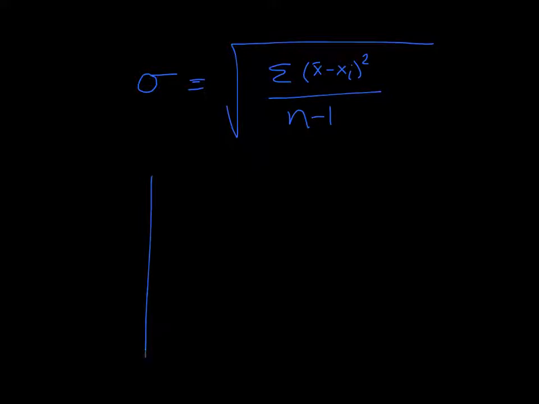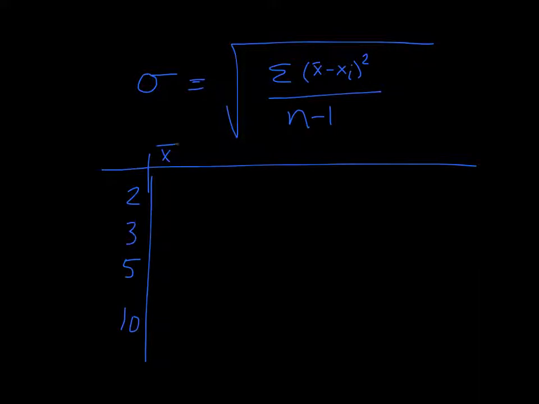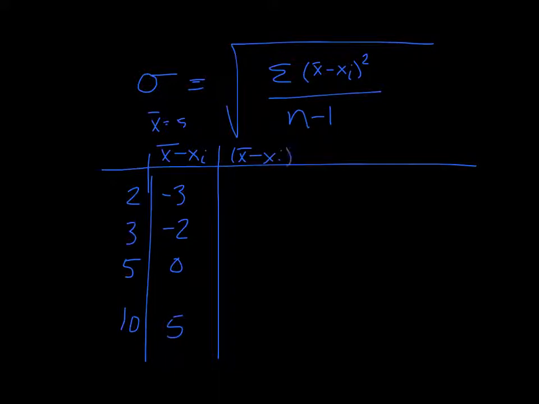Let me make more sense out of that. What were our numbers? We had 2, 3, 5, and 10. Then we're going to figure out what is the average minus the data value. It was -3, -2, 0, and 5, because our average is 5. Now remember, if we add those up and divide by how many there are, we're going to get 0 every time. So to take care of that, we're going to take our last answer and square it, because whenever you square a negative, it becomes positive. So we get 9, 4, 0, and 25.